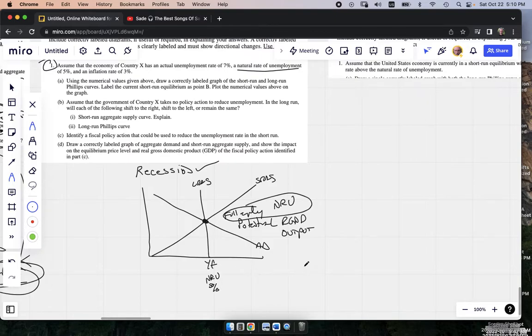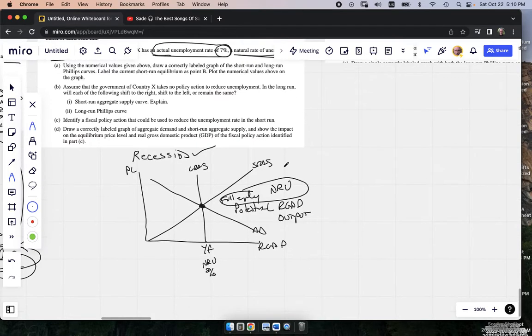I don't really like drawing this on here. It should just make sense to you in just a second. Let's put our real GDP. But then they're telling us our actual unemployment rate is 7%, while our natural rate of unemployment is 5%. Don't worry about the inflation rate. The understanding here is that we have more unemployment. It's greater than our natural rate because it's 7%.